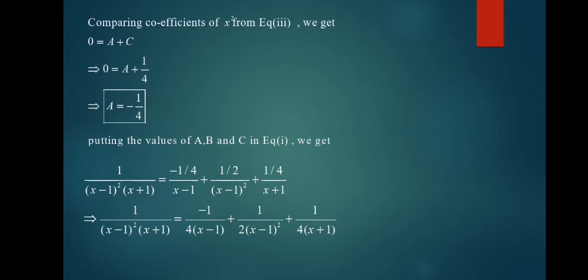Now the last and the very important step is to put the values of a, b and c in equation number 1. We just get 1 divided by (x minus 1) whole square into (x plus 1) is equal to minus 1 by 4 by (x minus 1) plus 1 by 2 by (x minus 1) whole square plus 1 by 4 by (x plus 1), and it will be 1 divided by (x minus 1) whole square (x plus 1) is equal to minus 1 by 4 into (x minus 1) plus 1 by 2 into (x minus 1) whole square plus 1 by 4 into (x plus 1).